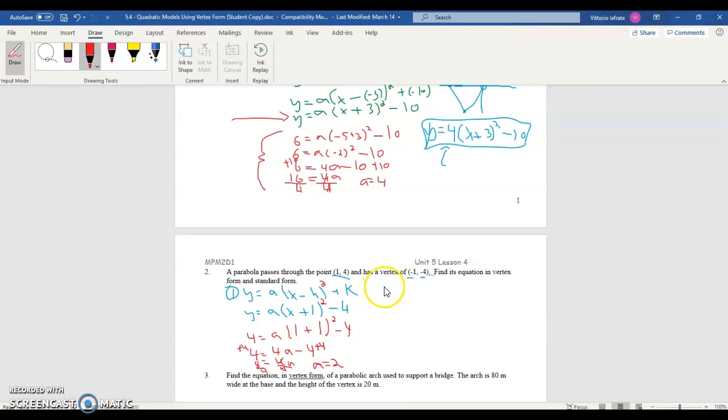And then we can sub that in, so we get y is equal to 2(x plus 1) squared minus 4. And so this is our vertex form. We're then going to convert it into the standard form by simply expanding, and we'll do that in the next video.